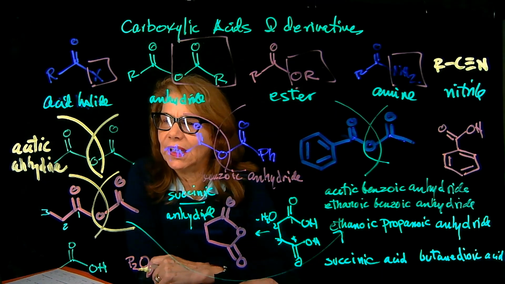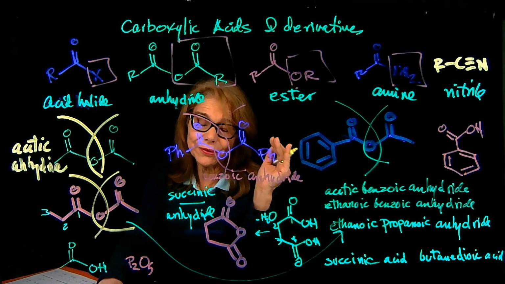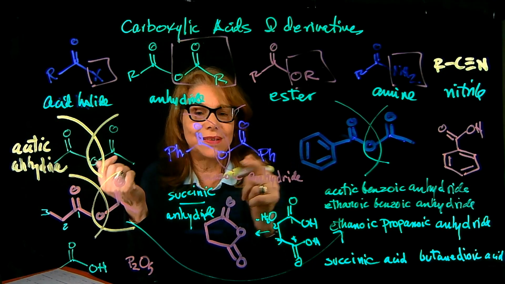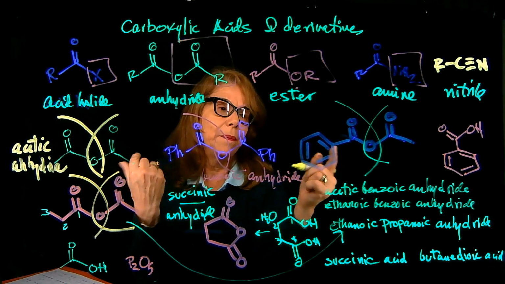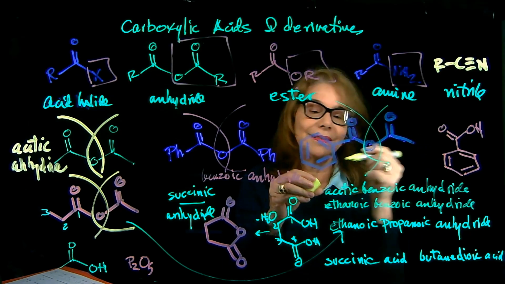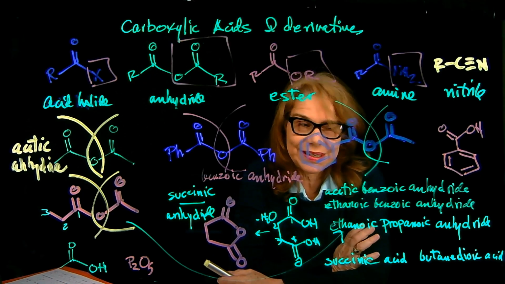Okay, so again, pay attention to whether you have a symmetrical anhydride, then you have only one acid to name. In this case it was benzoic. But if it is a mixed anhydride, then you need to name both acids and list them alphabetically. In this case it was acetic benzoic, listing alphabetically.